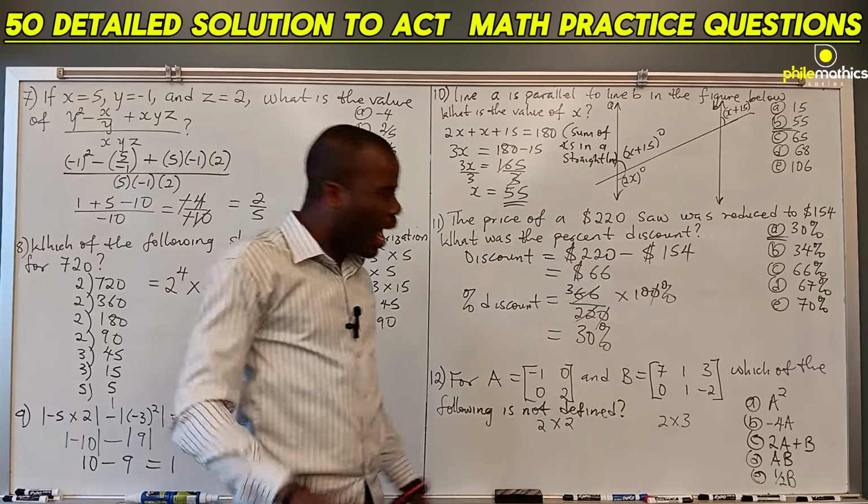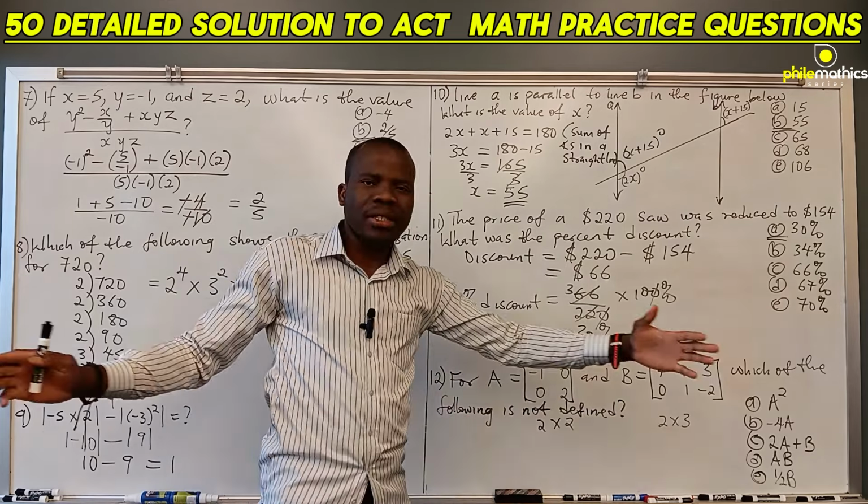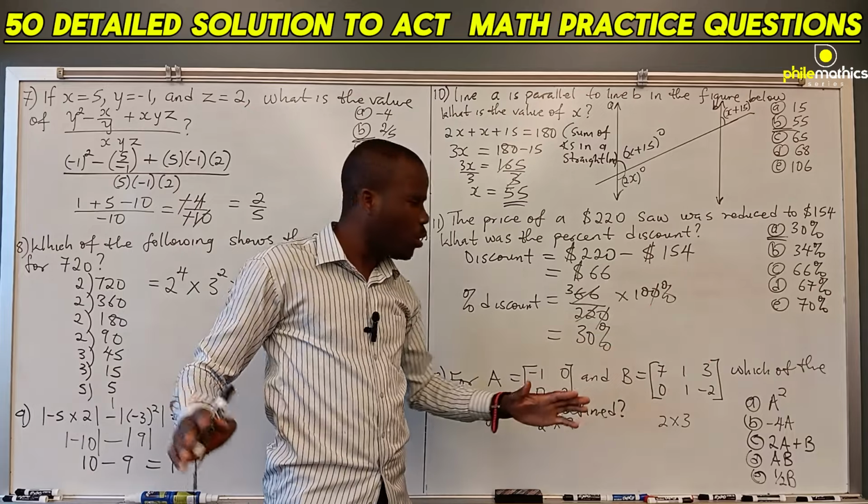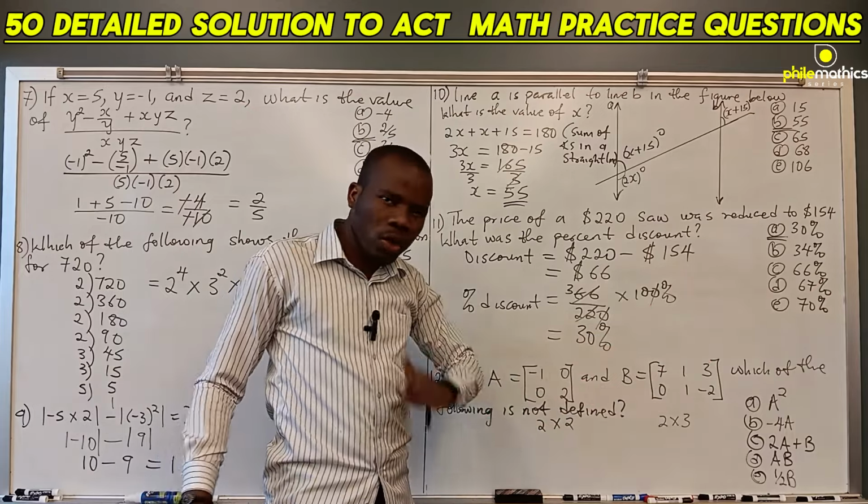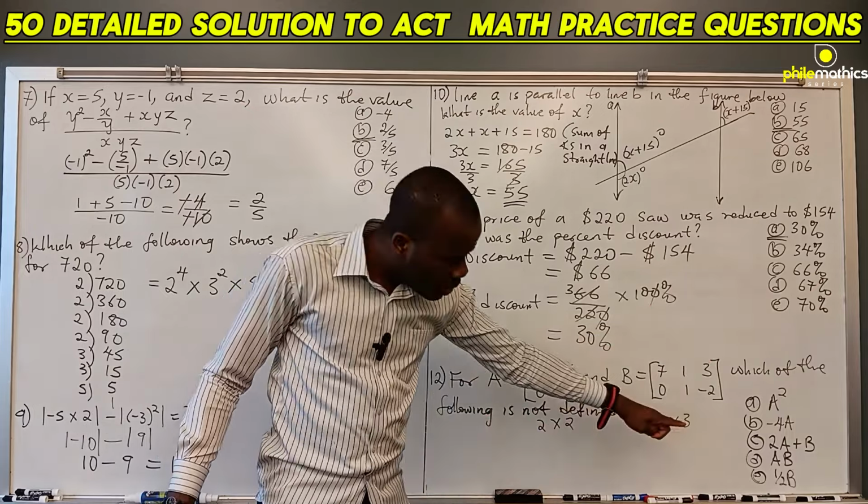You cannot add two matrices that are of different size. So that is why C is not defined. D, which is AB, is well defined because in multiplying two matrices, the column of the first matrix must equal the row of the second matrix.